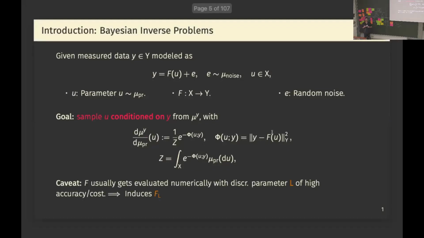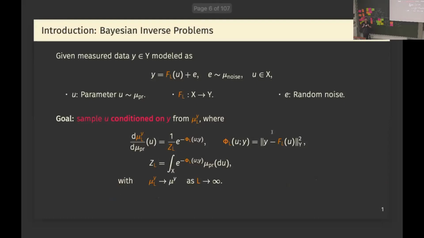Now, there's a caveat with this formulation, and it is that typically this mathematical model F needs to get evaluated numerically with a discretization parameter L with high accuracy and cost. And this in turn induces a discretized forward operator or forward mapping FL, which changes the problem a little bit in the sense that now our potential function here, phi L, depends on this discretized forward operator FL, which in turn induces this sort of discretized posterior, if you will, mu YL, with the understanding that as our model becomes more and more accurate, as L goes to infinity, our discretized posterior converges to the true posterior mu y.